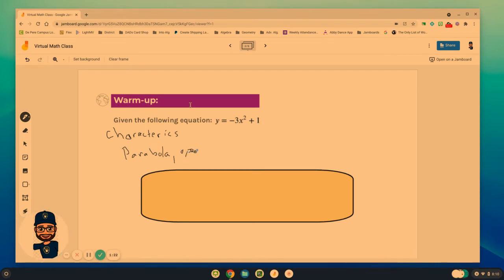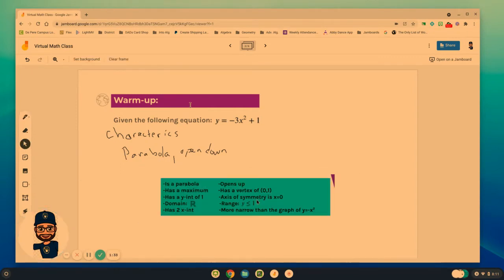What other characteristics do you know about this graph? Why don't you pause and jot a few things down and see what you come up with? All right, so here's a list that I came up with. So it is a parabola. It doesn't open up. It opens down because it's a negative value. Because it opens down, right? Wherever it is, if it opens down, that vertex is called a maximum.